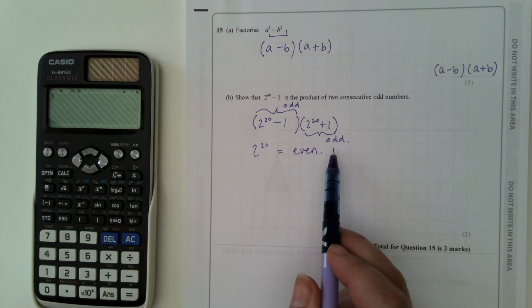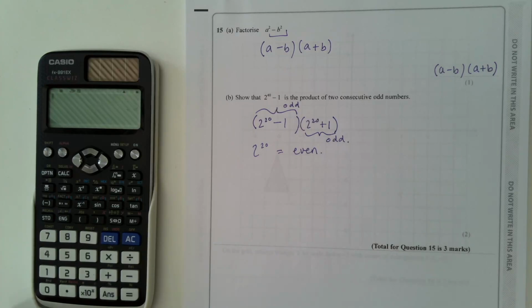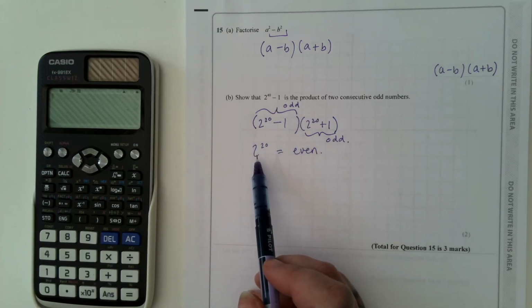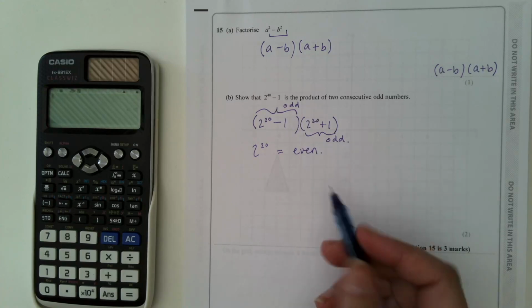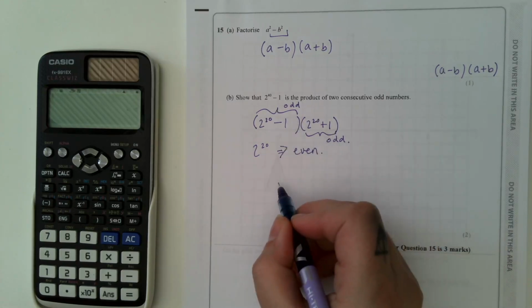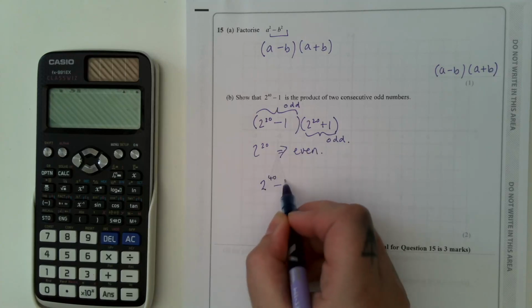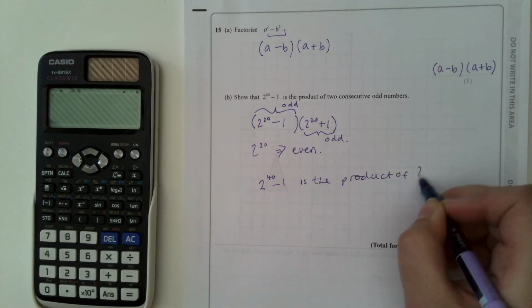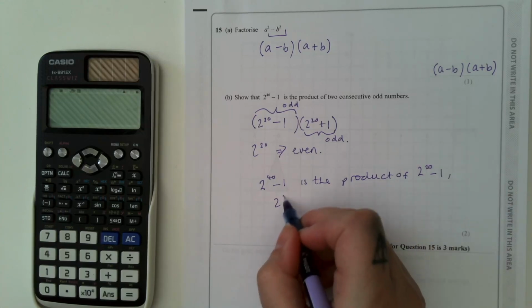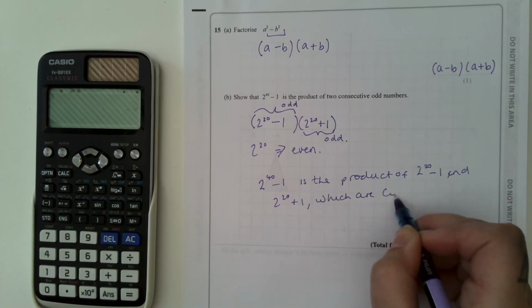Therefore, it's the product of 2 consecutive odd numbers, because this is the odd number before 2 to the power of 20, and this is the odd number after 2 to the power of 20. So, but you need to explain that. So I've said that's even, I've said they're odd. So 2 to the power of 40 subtract 1 is the product of this and this, which are consecutive odd numbers.